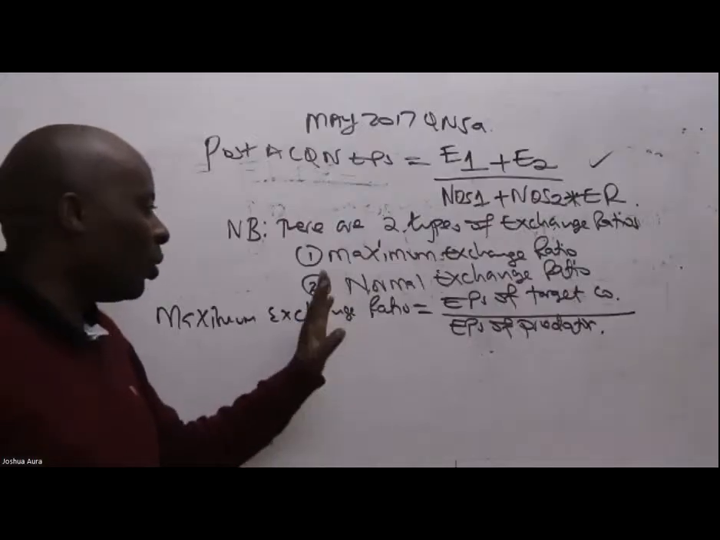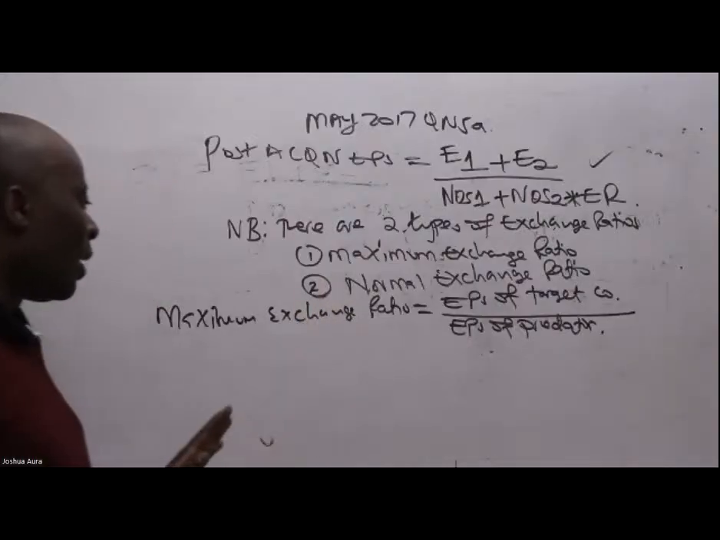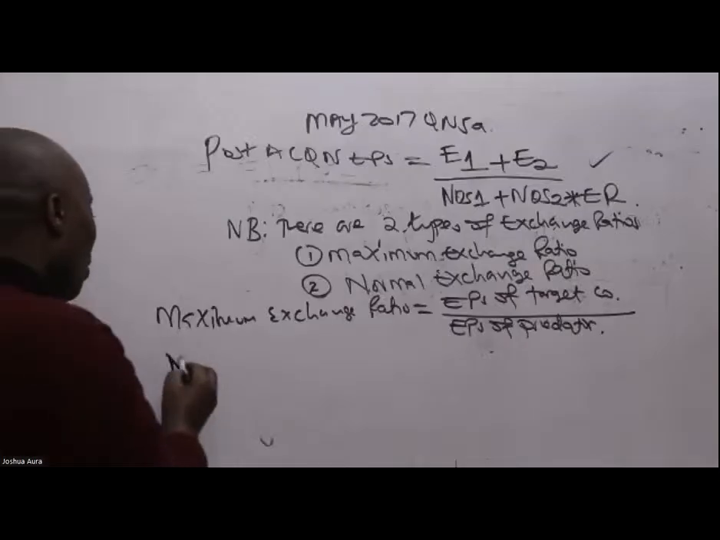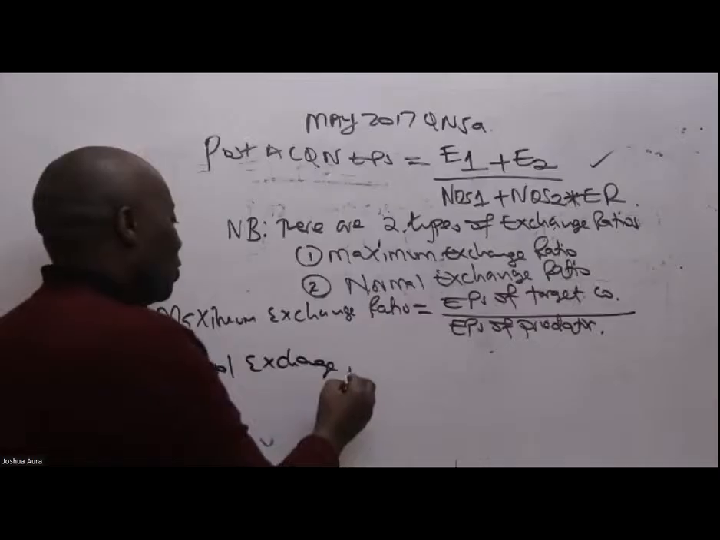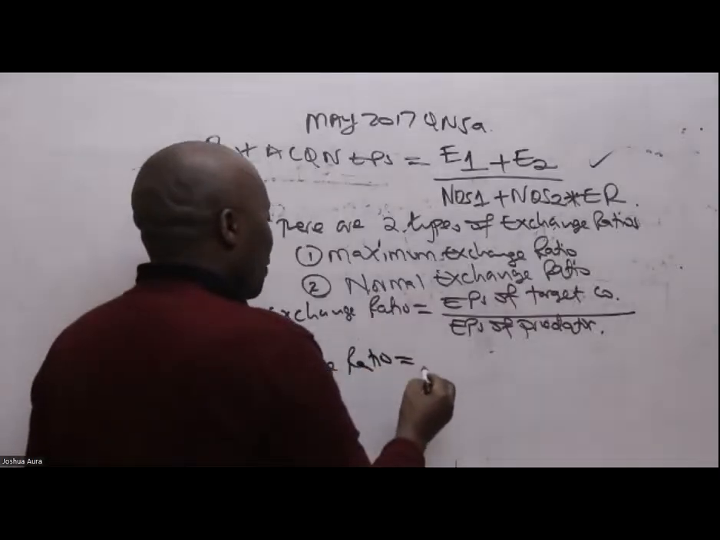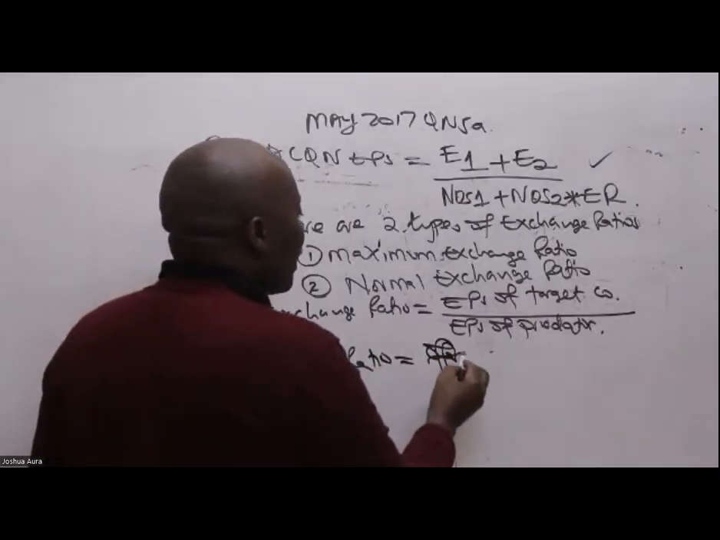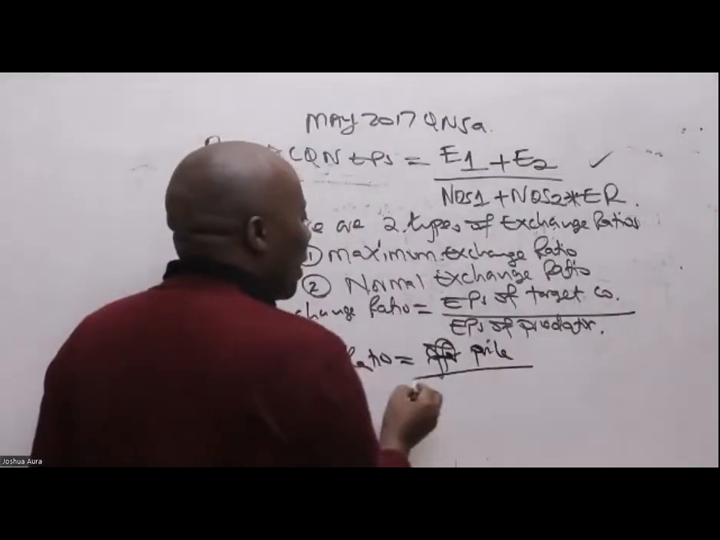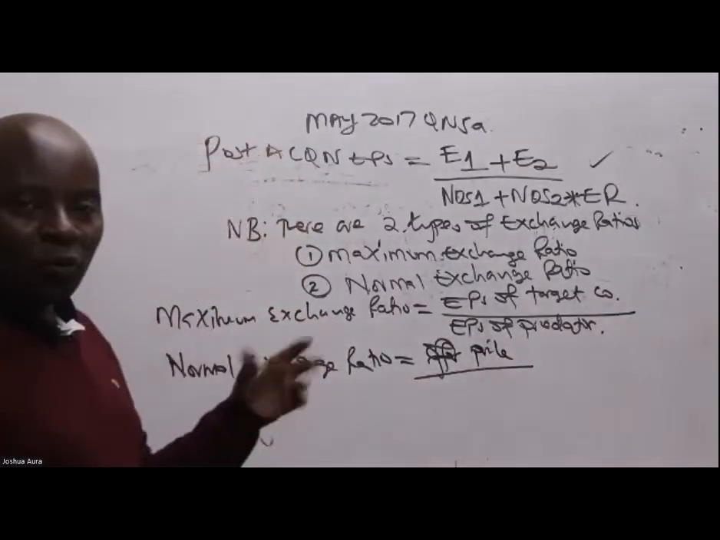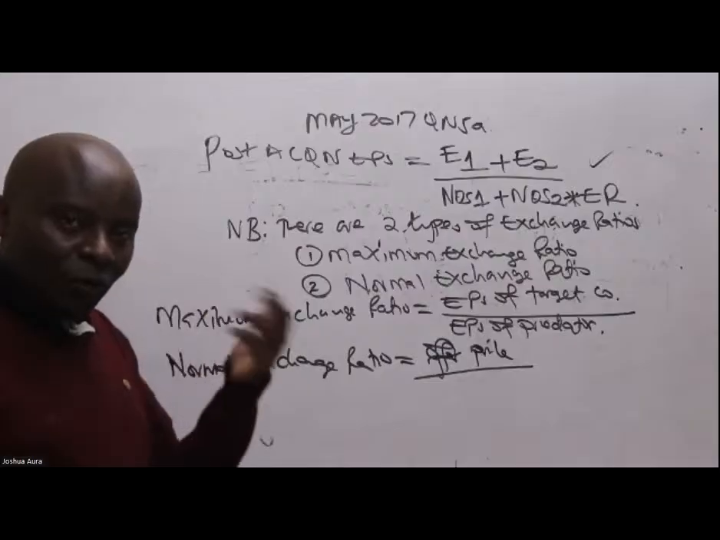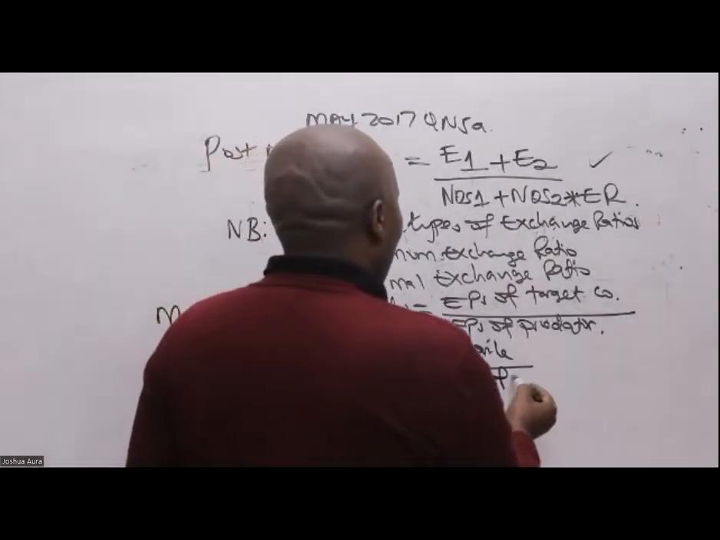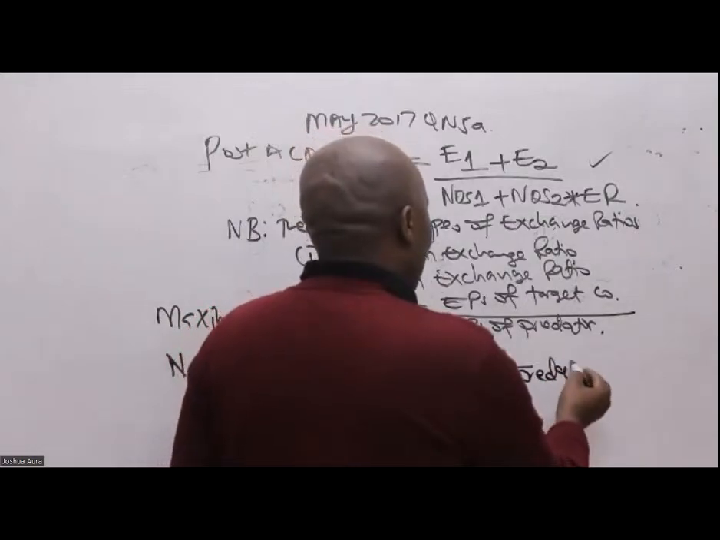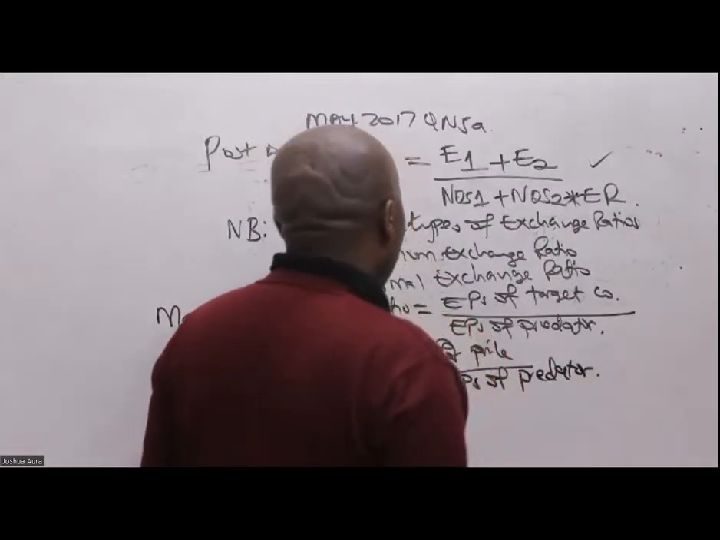Unless the examiner specifies that they want the maximum exchange ratio, I'll always think of the normal one. When we talk of the normal exchange ratio, here you look at the offer price, how much has been offered by the predator, and then you divide this by the MPS of the predator.